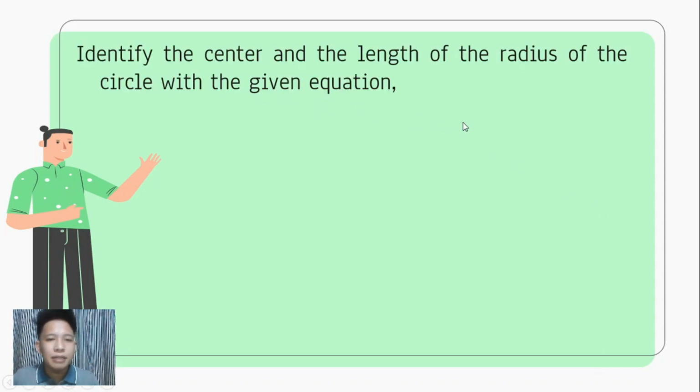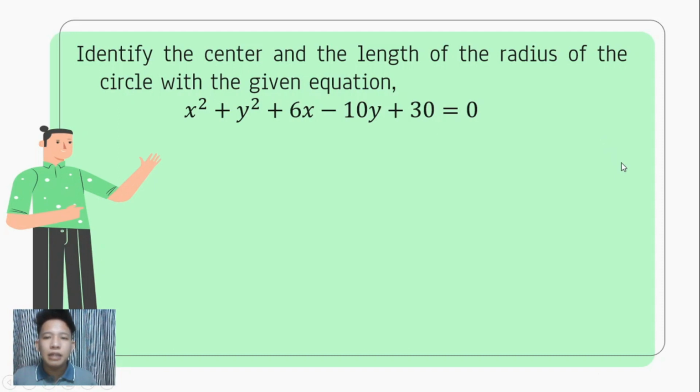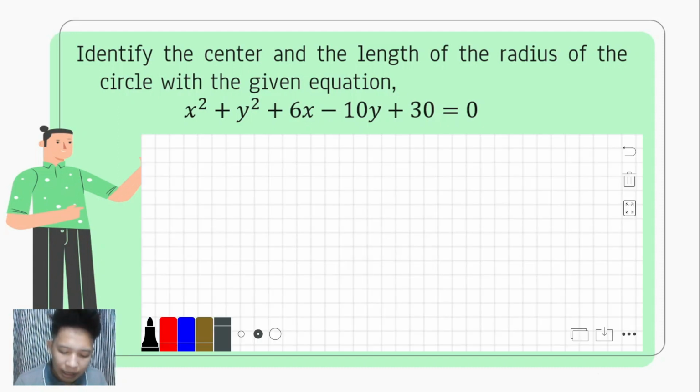The problem here is to identify the center and the length of the radius of the circle with the given equation x squared plus y squared plus 6x minus 10y plus 30 equals 0. In this case, we are given the general form of the equation of the circle. So what we're going to do now is reverse the process. Let us first write the general form of the equation of the circle. That is x squared.